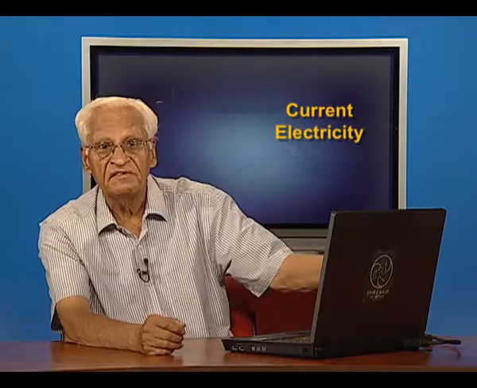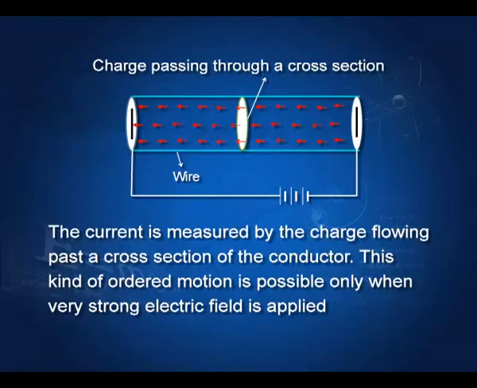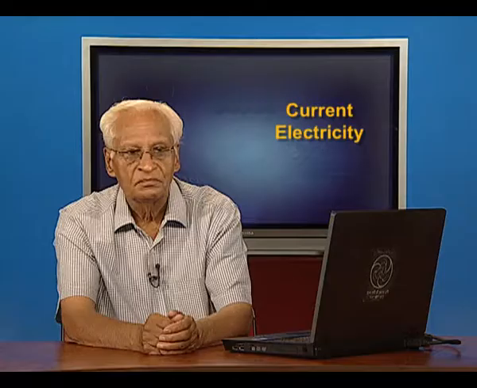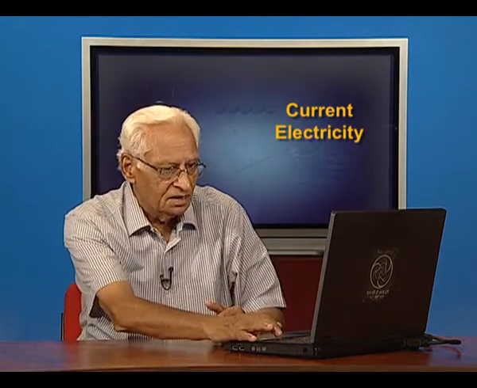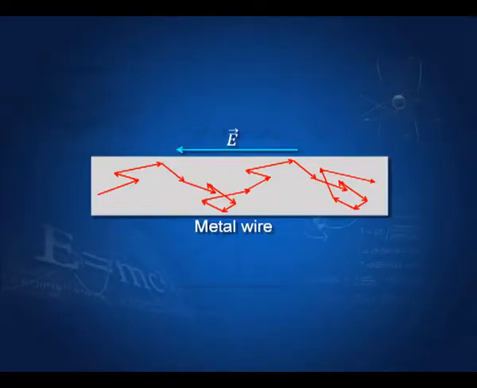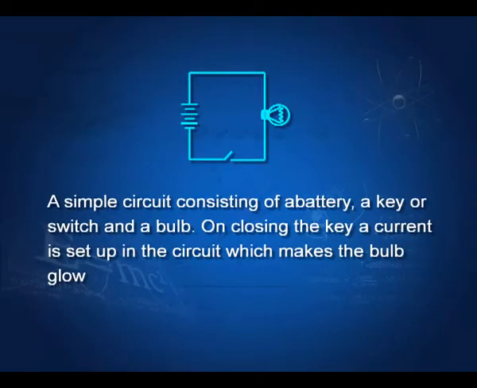If we apply a very strong electric field, then all the electrons move almost orderly. But if we don't have a strong electric field, then the motion is like this random motion. And in this circuit, when there is a flow of current through the wires, there is a flow of current to the bulb, and the bulb gets lighted, the bulb glows.